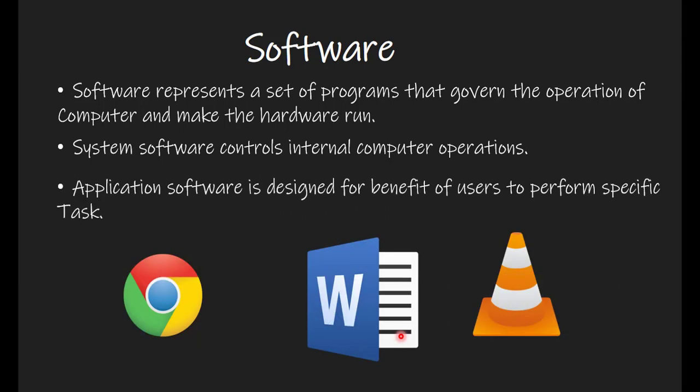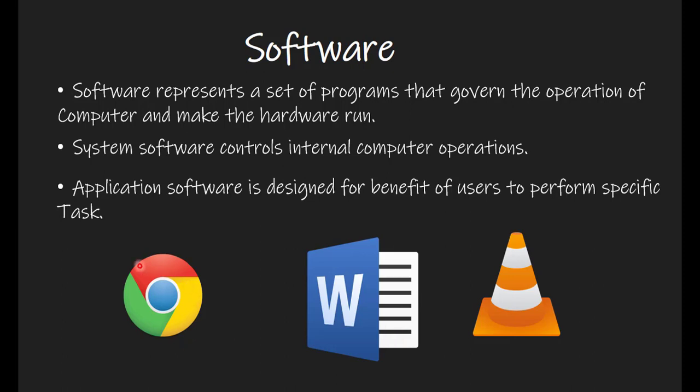Then we have application software. System software only controls internal computer operations. But if I want software to perform some specific task, my operating system or system software cannot play music for me, and it cannot browse the internet for me. So we need specific applications to perform such tasks.